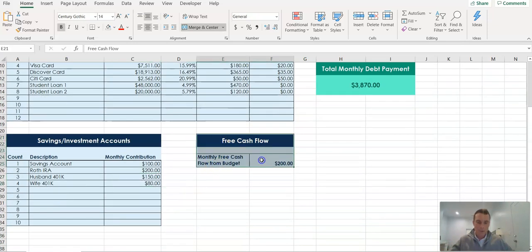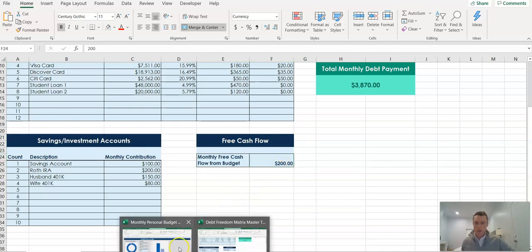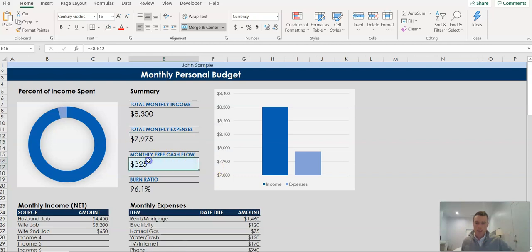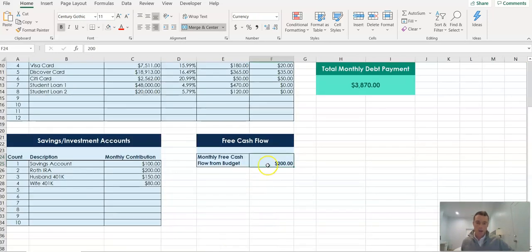Jumping to the bottom right table, free cash flow. This is a number that we pull from our budget. If we jump back over to this family's budget, it is this little blue box here at the top. Now, this shows $325. I entered 200 here.